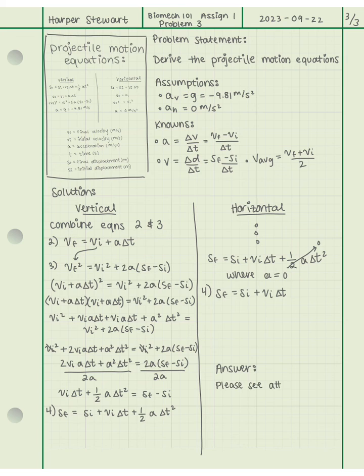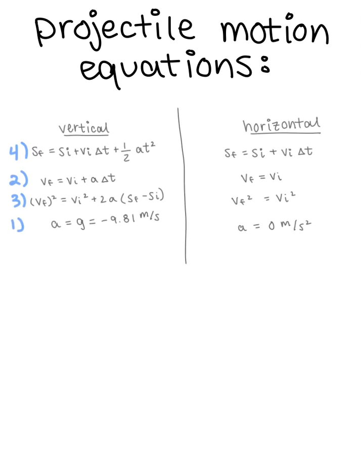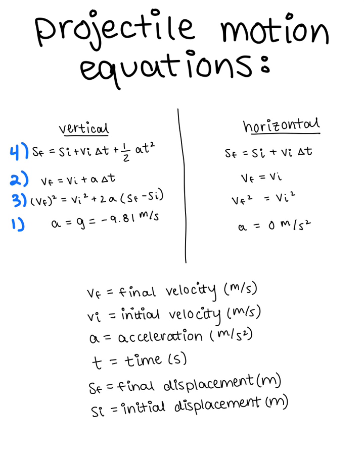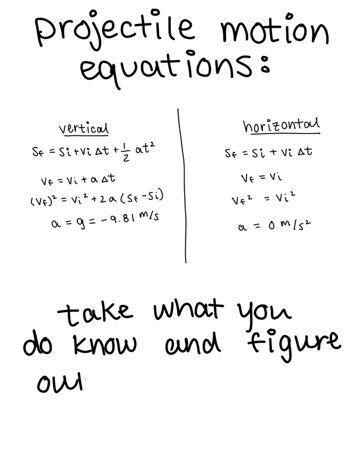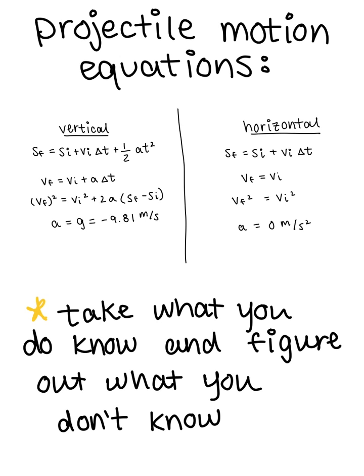Our final answer in this situation is that we're going to have our professor see our attached work for the derivation of the projectile motion equations. Here you can see how we derived the 4 projectile motion equations in both the vertical and horizontal directions. Now that we have these equations, we're able to take what we do know about position, velocity, acceleration, and change in time and figure out what we don't know.